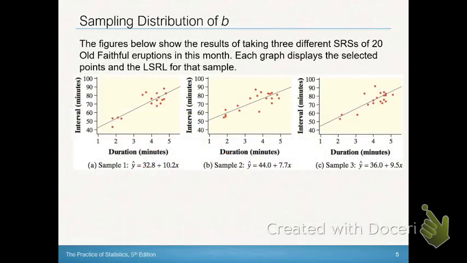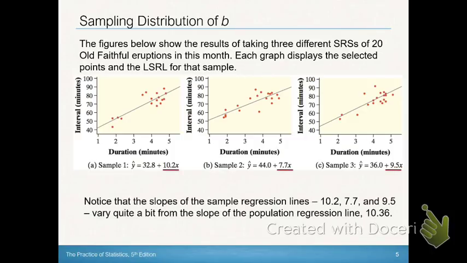So here we've taken 3 separate samples of size 20, and we've come up with sample lines of best fit. So this is like our statistic versus our parameter. And you'll notice that the slopes of these lines, which is what we're specifically interested in, they range from 7.7 to 10.2, whereas our population or our parameter slope was 10.36.